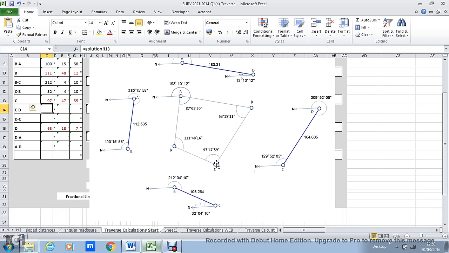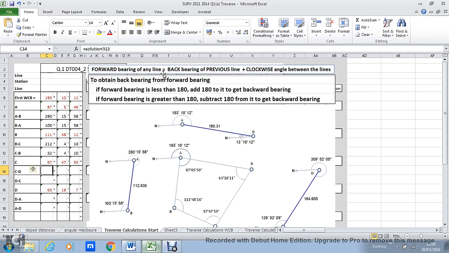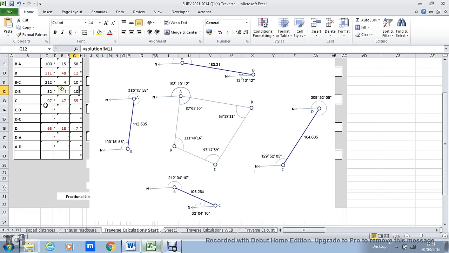The next thing we're looking for is this forward whole circle bearing with this line here. If you look at the north direction here, you can see I have the value worked out. And the rule is as follows. The forward bearing of any line is the back bearing of the previous line, which is the 32 degrees, 4 minutes and 10 seconds, plus the clockwise angle between them. So I basically have to add on this angle in here. So you add these two together. So I'll just reveal that by adding these two together. We get 129 degrees, 52 minutes and 5 seconds. So you see it drawn in here. The clockwise angle is shown.